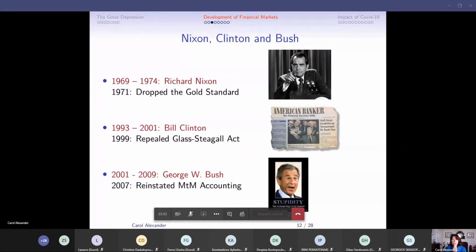Okay, so I picked out these three presidents in the interim years because they all did something quite important to contribute to where we are today.